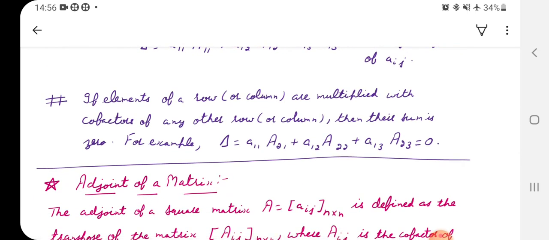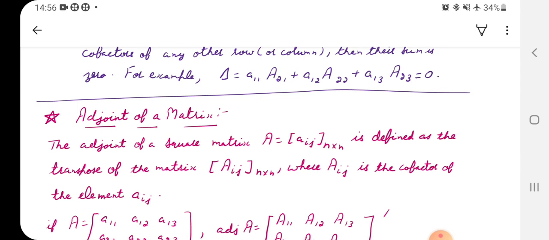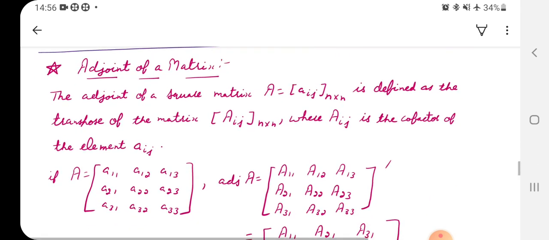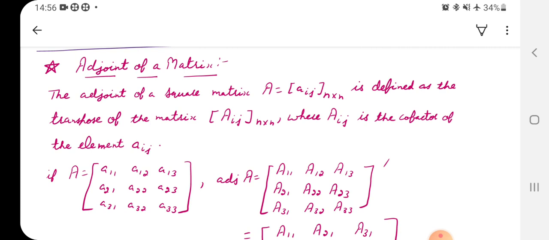Next, fifth exercise is based on the adjoint of a matrix and inverse of a matrix. Now how to find adjoint of a matrix? See, first of all, adjoint is always for a square matrix. So adjoint of a square matrix A equals to [aij] n cross n, that means our matrix is of order n, is defined as the transpose of the matrix of cofactors [Aij] n cross n, where capital Aij is the cofactor of element small aij.